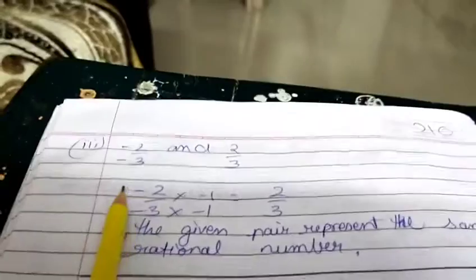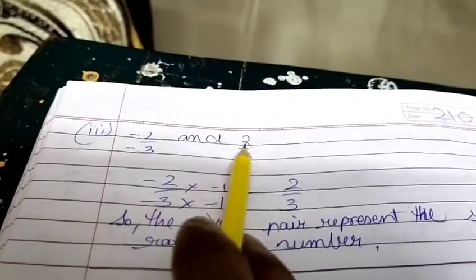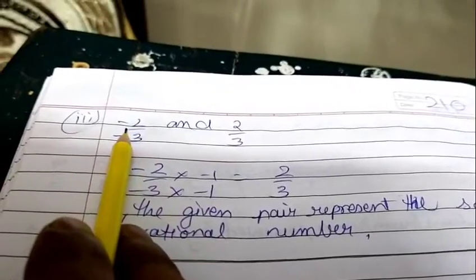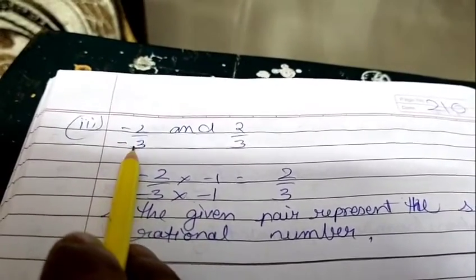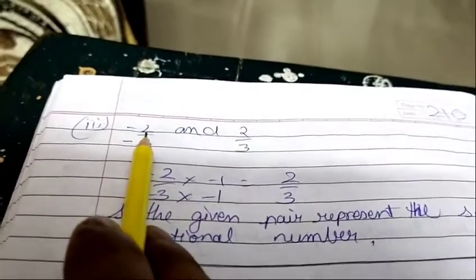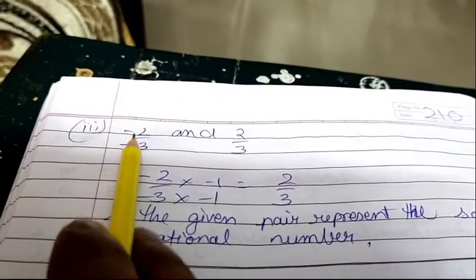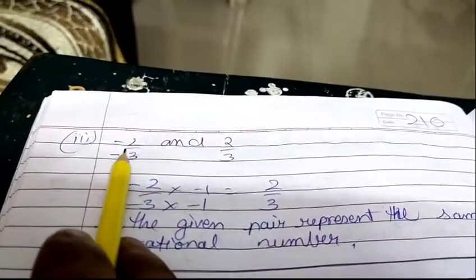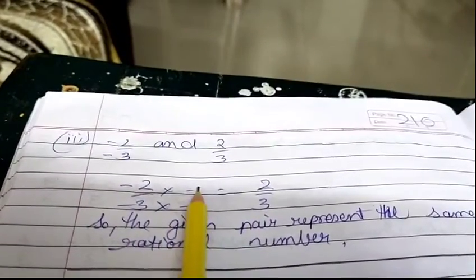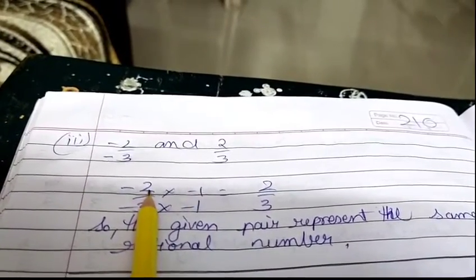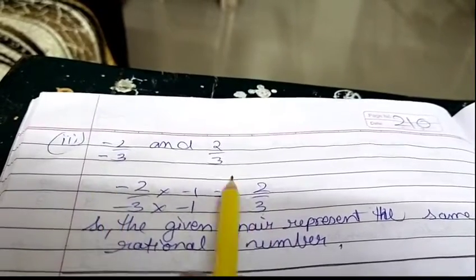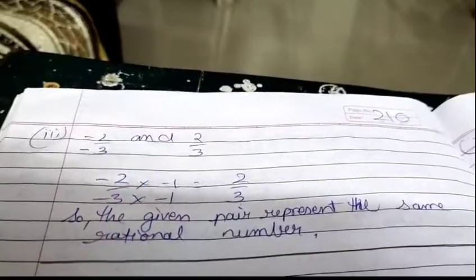Next question is negative 2 by 3 and 2 by 3. Dear student, whenever there is a common sign in numerator and denominator, it is positive only, means negative and negative will become positive. So if you multiply it by negative 1, then also it's okay. So negative 2 by negative 3 will become positive 2 by positive 3. So we can say that the given pair represents the same rational number.